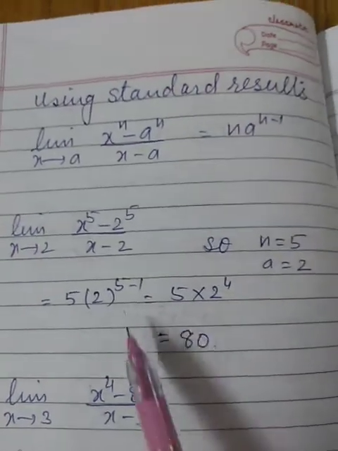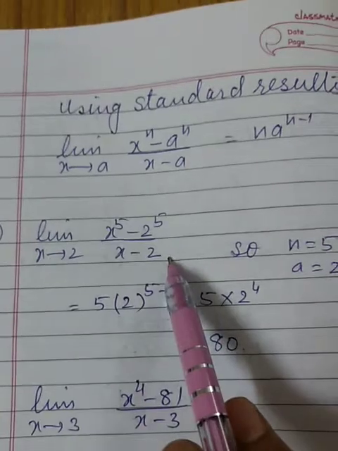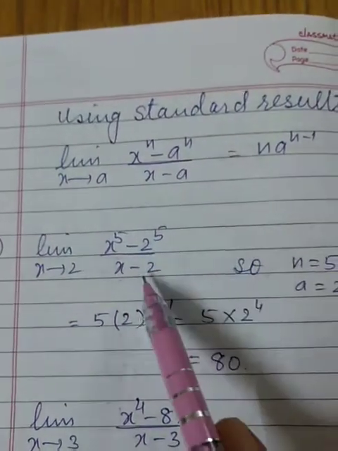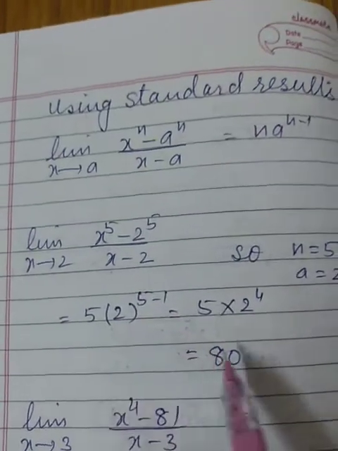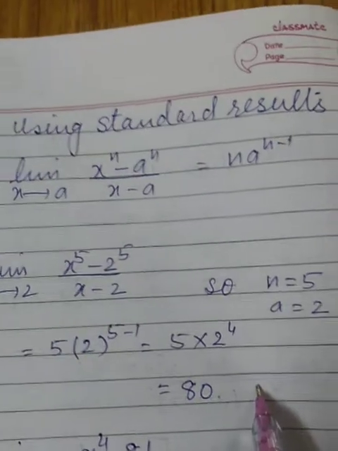See here, you are given x to the power 5 minus 2 to the power 5 upon x minus 2. Now see, here n equals 5, a equals 2. So we directly substitute the values. See here, we have substituted the values.